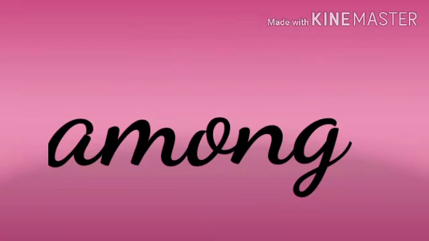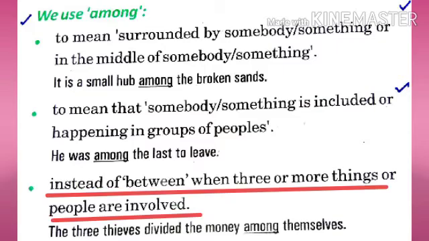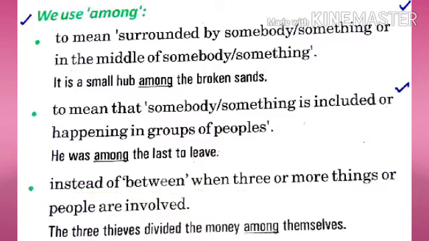Now, among. Among means surrounded by somebody, something, or in the middle of somebody or something. It is a small hub among the broken sands. To mean that somebody, something is included or happening in groups of people. He was among the last to leave. Okay, instead of between, when 3 or more things or people are involved, we will use among. The 3 thieves divided the money among themselves. So please understand, children, there is a difference between among and between.